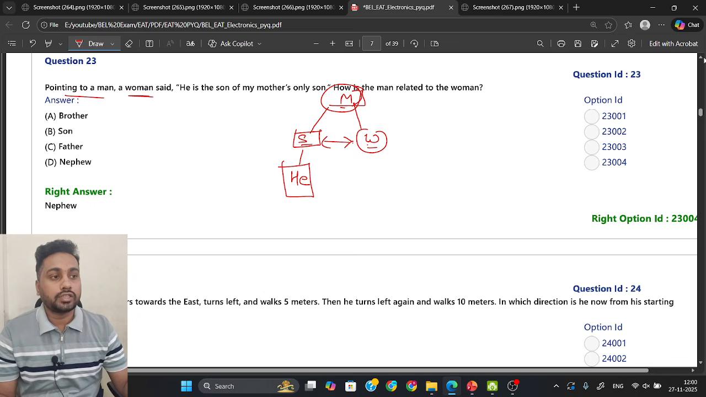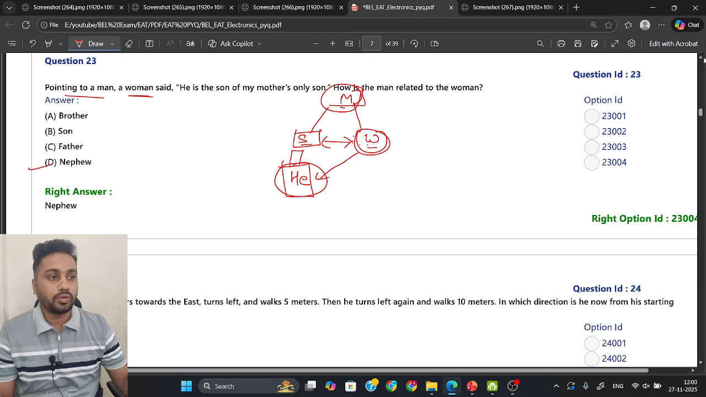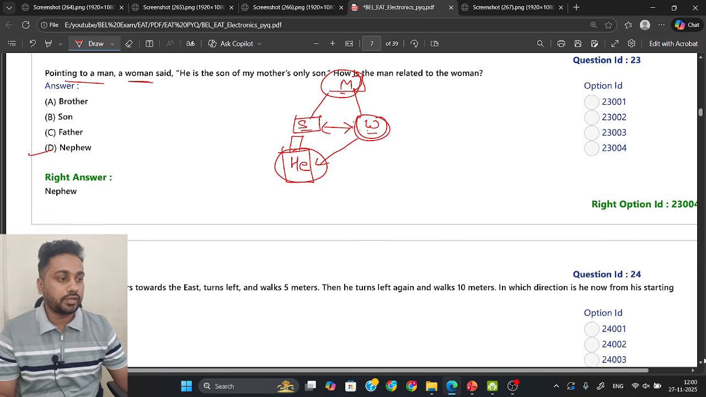And now the question is asking how this woman is related to this son. So generally this woman is his father's sister. So we can call him a nephew. Option D is your right answer.